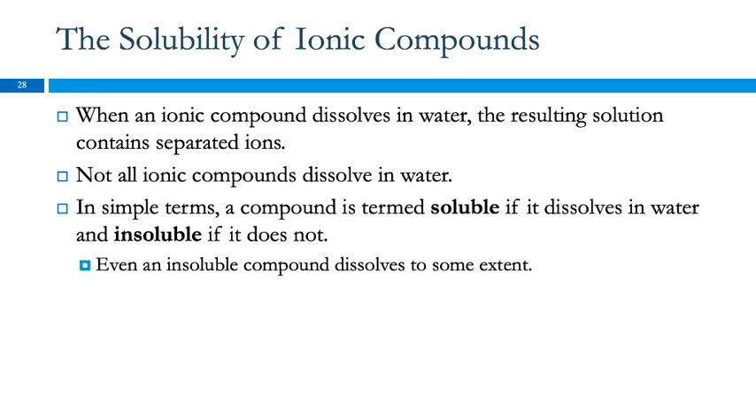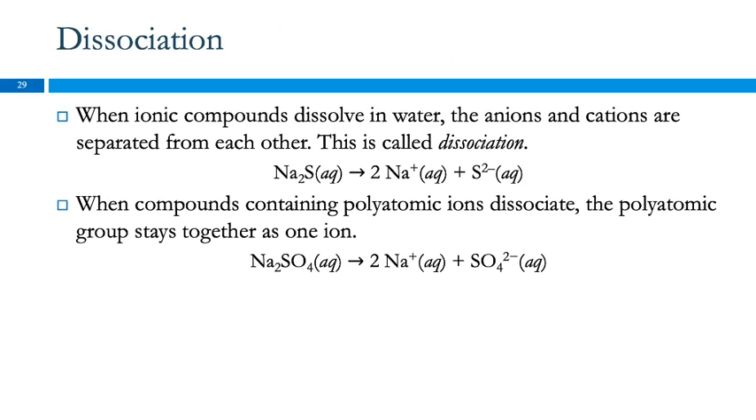Something like silver chloride is considered to be insoluble. So maybe you have 50 gazillion silver and chloride ions, and the number that dissolve might be 100. So yes, some of them dissolved, but not enough to be worth even thinking about. We tend to talk about all or none, but we recognize that it's not just black and white.